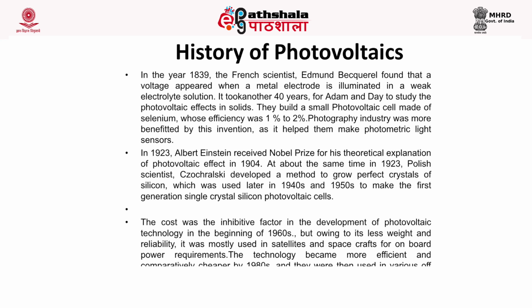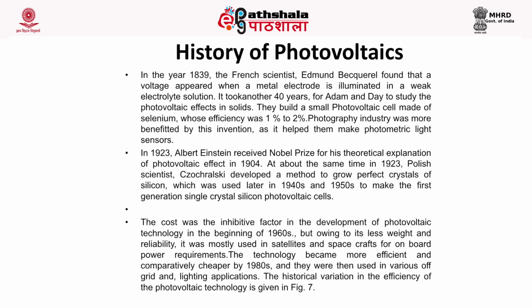The industry which benefited most from this invention was photography, as it helped them to make photometric light sensors. In 1923, Albert Einstein received the Nobel Prize for his theoretical explanation of the photovoltaic effect in 1904. At about the same time, in 1923, the Polish scientist Czochralski developed a method to grow perfect crystals of silicon, which was used later in the 1940s and 50s to make the first generation single crystal silicon photovoltaic cell.